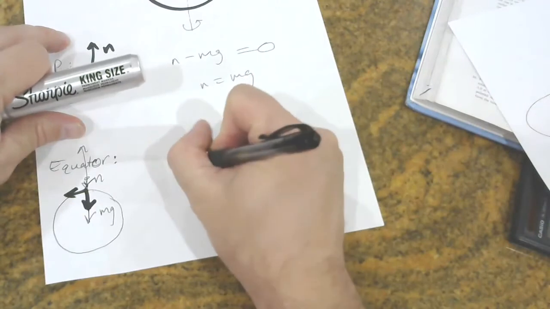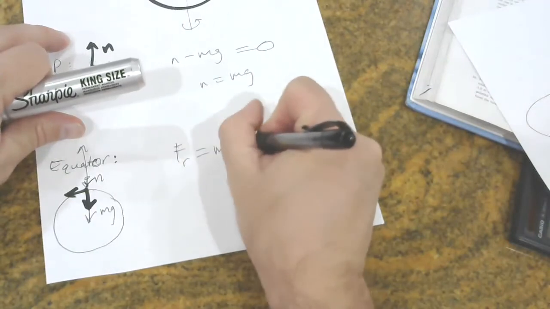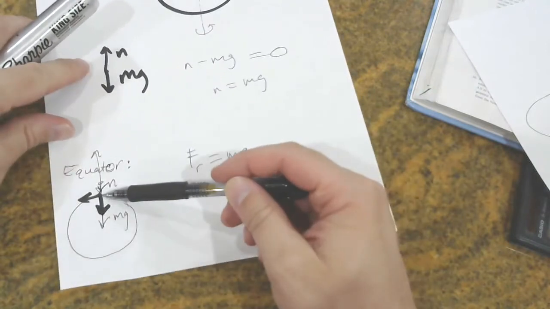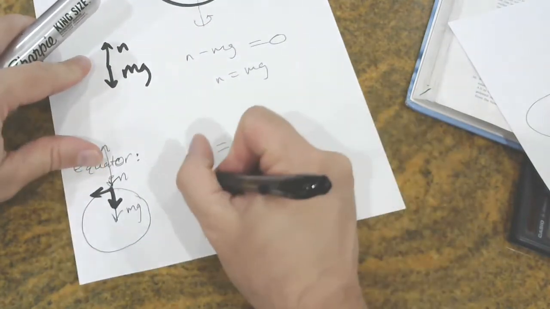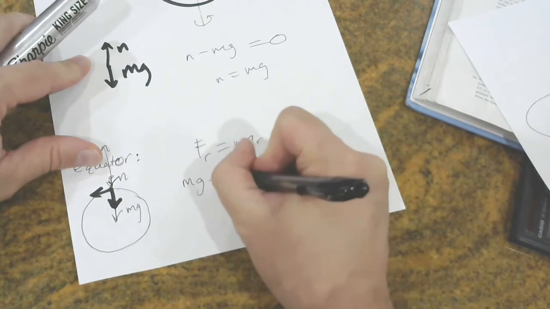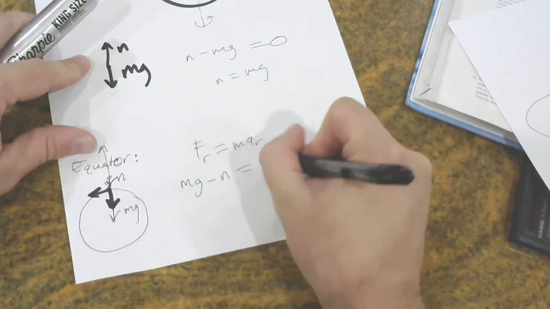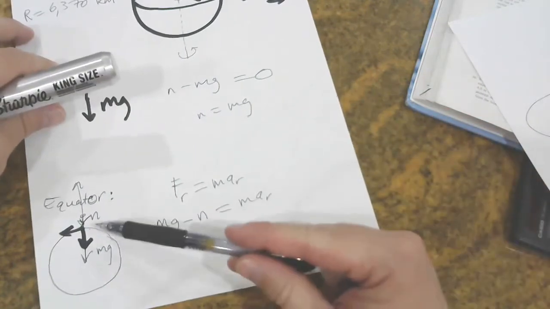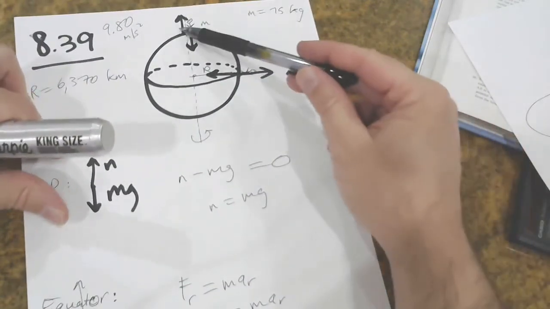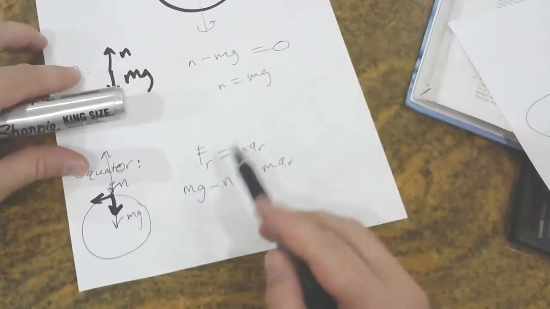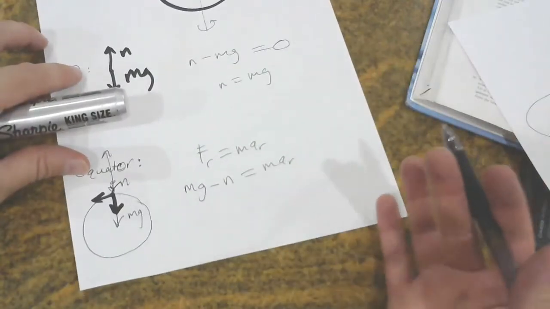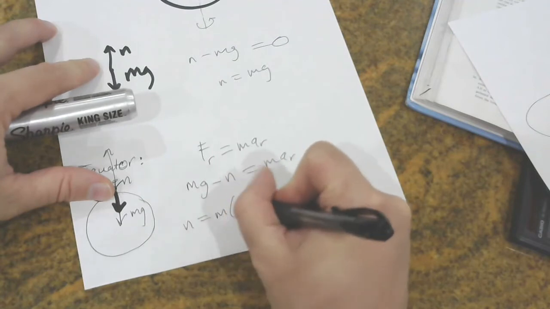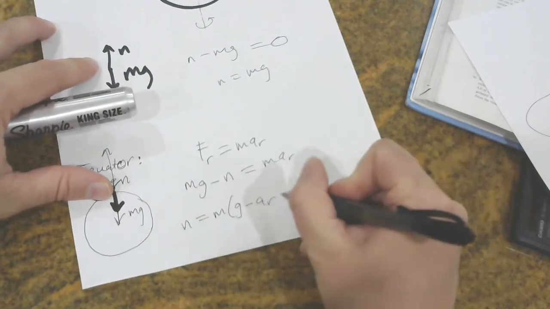Okay, so the sum of the forces in the R direction is mass times acceleration in the R direction. And since gravity points towards the center, I give that one the plus sign, N points away. And remember, we're trying to compare the person's weight at the equator to their weight at the North Pole. Weight is how hard the surface you're standing on pushes on you. That's N. So it would be m times g minus a sub r.